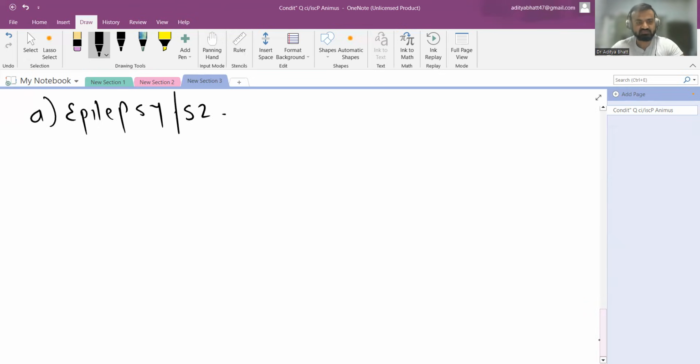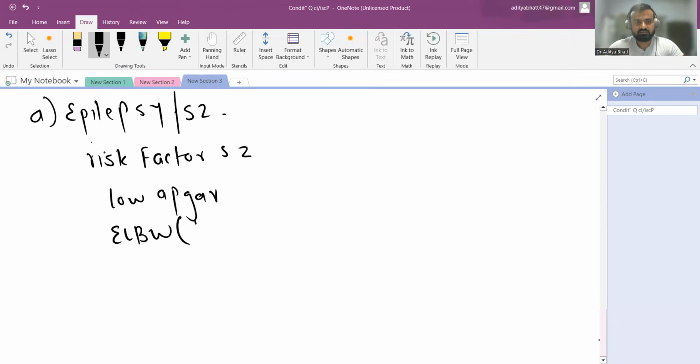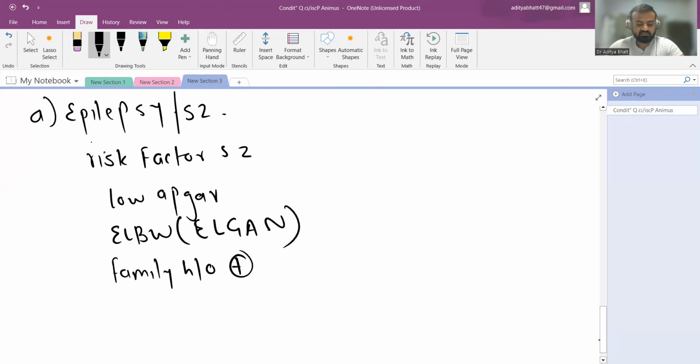And what are the risk factors for seizures? Okay, so first is low Apgar, ELBW, or rather ELGAN. What is ELGAN? Extremely low gestational age newborn. That is ELGAN. Okay, so ELGAN is a more appropriate term. Then next is if the patient requires resuscitation, then family history of epilepsy is positive. Then there is an anatomical defect, anatomical brain defect.